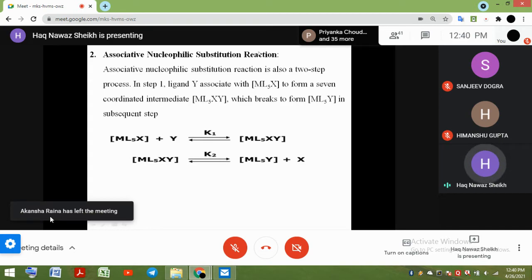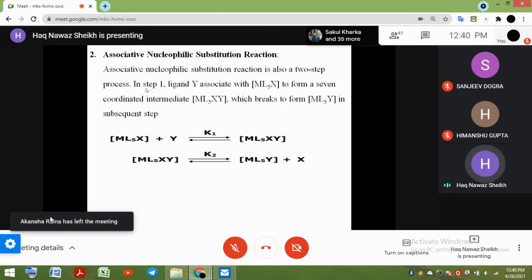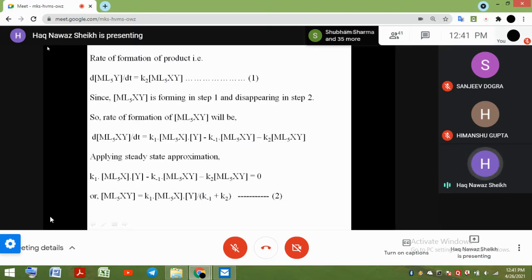Now, associative nucleophilic substitution is also a two-step process in which, in the first step, the ligand associates with the complex and forms a 7 coordinate intermediate, and in the second step it decomposes. This should be a single arrow in the forward direction. This is K1, this is minus K1, and this is K2. So the same thing will apply here. The rate of formation of the product is K2 [ML5XY]. And again, this is the intermediate. Again, this is formed in the first step, the forward step. It is decomposed in the reverse step of the first step, and also it is decomposed in the second.